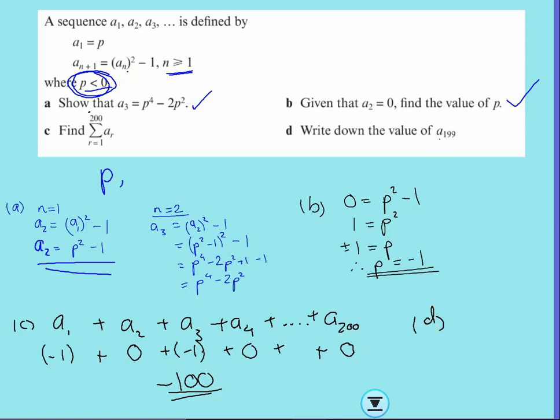And D, we can do that without going much further. The value of the 199th term, well, it's odd, yeah? So all the odd ones are minus 1. So A 199 equals minus 1.